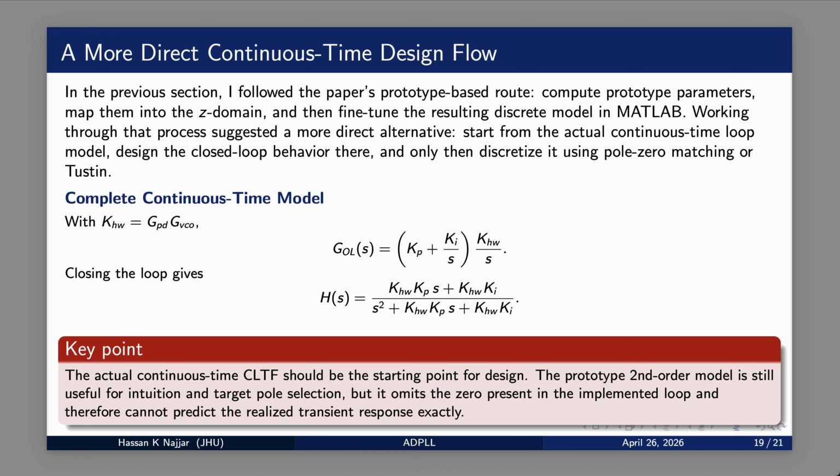In that exact continuous time model, the denominator still looks second order, but the numerator contains a zero that is inherent to the implemented loop. The practical benefit of starting from the true continuous time closed loop transfer function is that the analog design can be made consistent with the realizable loop before discretization, reducing the need for later tuning.